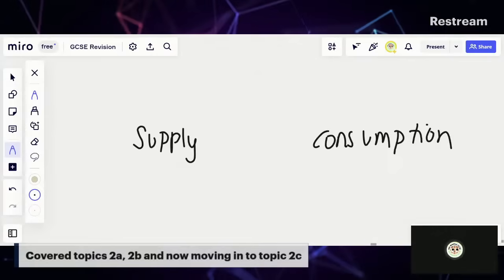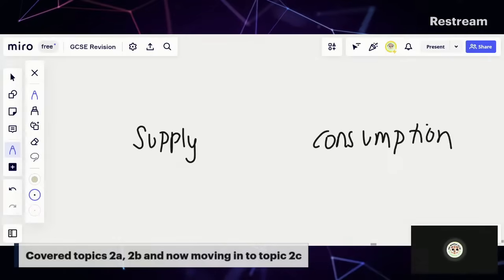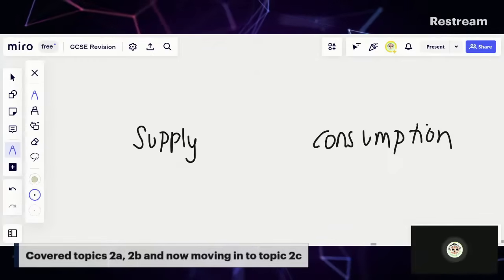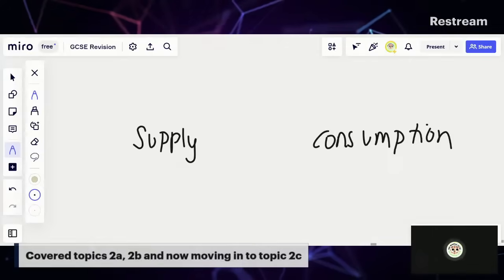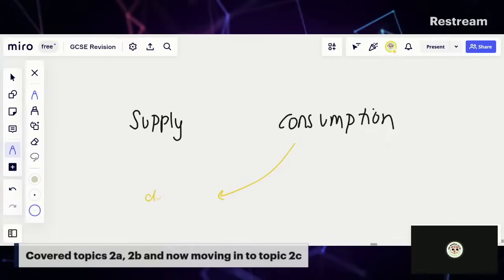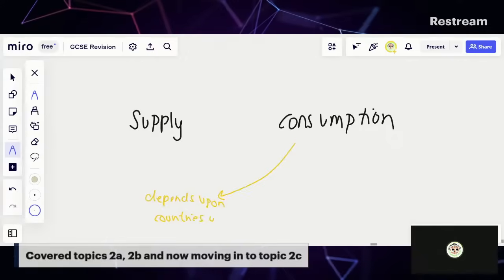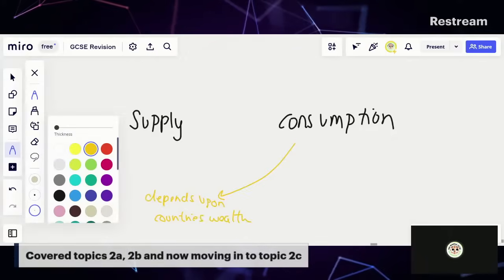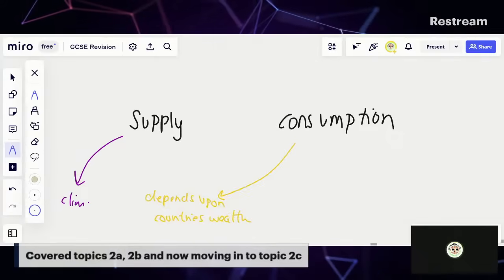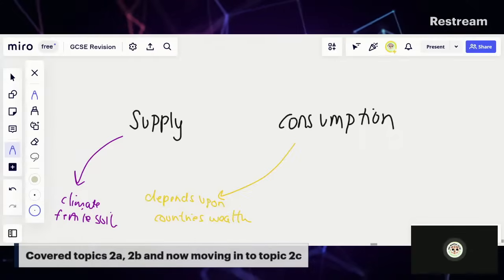Therefore, to access more resources, some countries have to rely on more imports, which is more expensive, such as the UK. Because the UK's climate is not necessarily the best during winter for food, we have to rely on loads of imports, which is expensive, which may be a reason why food is more expensive in the UK. Therefore, the consumption of resources depends on a country's wealth, and the supply literally depends on luck. Like, has it got a good climate? Has it got fertile soil? And has it got an agricultural industry?